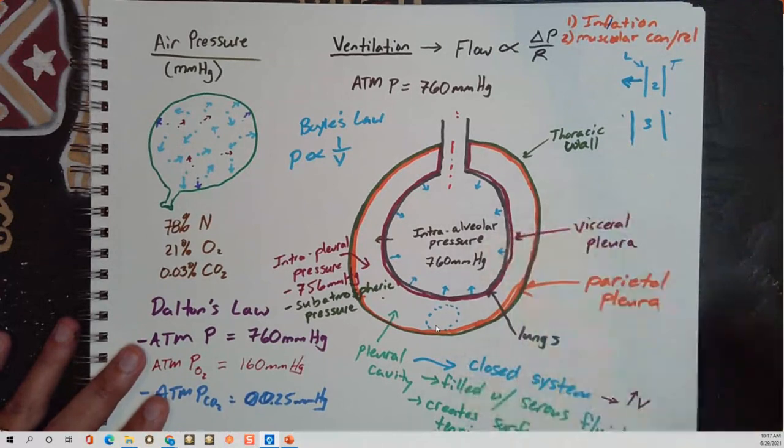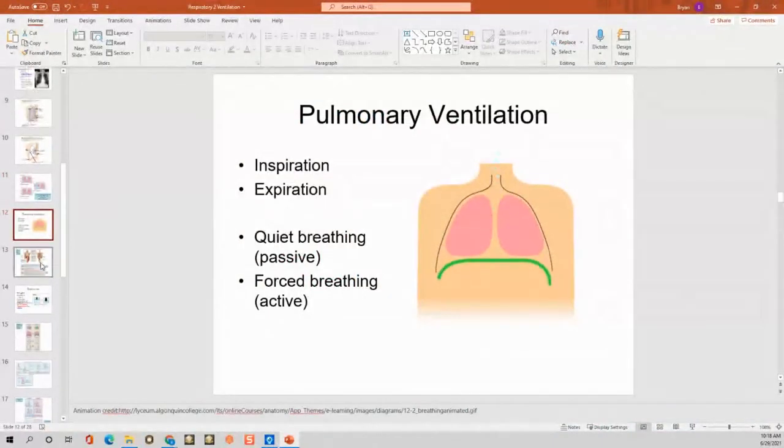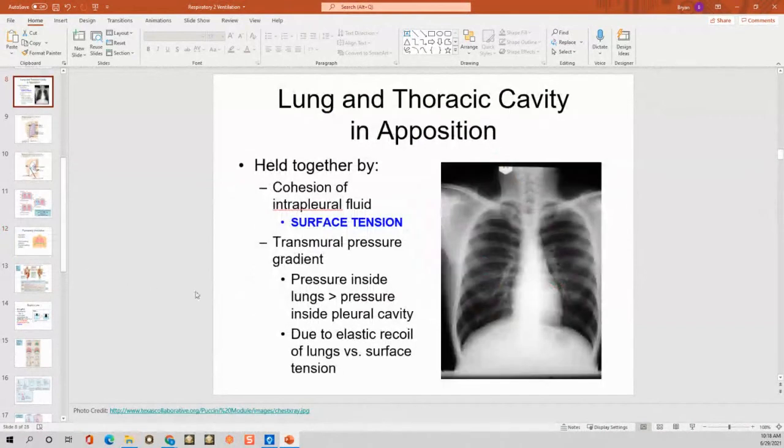So make sure you guys understand the differences in these pressure gradients. There's a summary slide right here. The lung and the thoracic cavity are in apposition, which means they're working together. It's not opposition, it's apposition. They're working together to get stuff done. How do they work together?